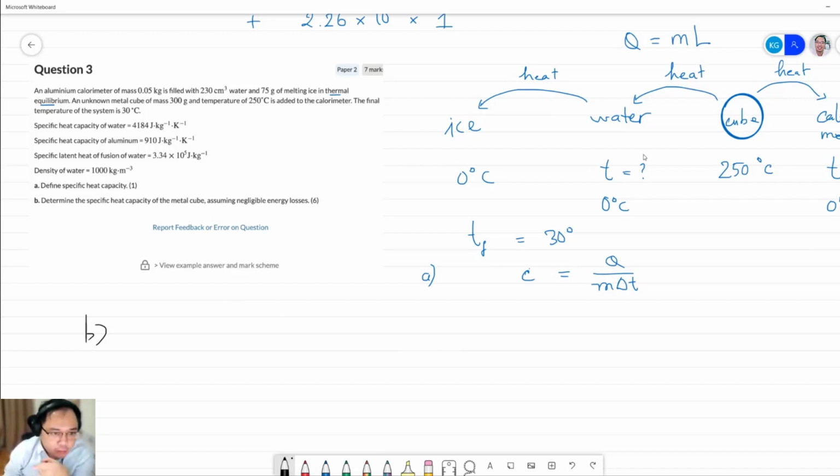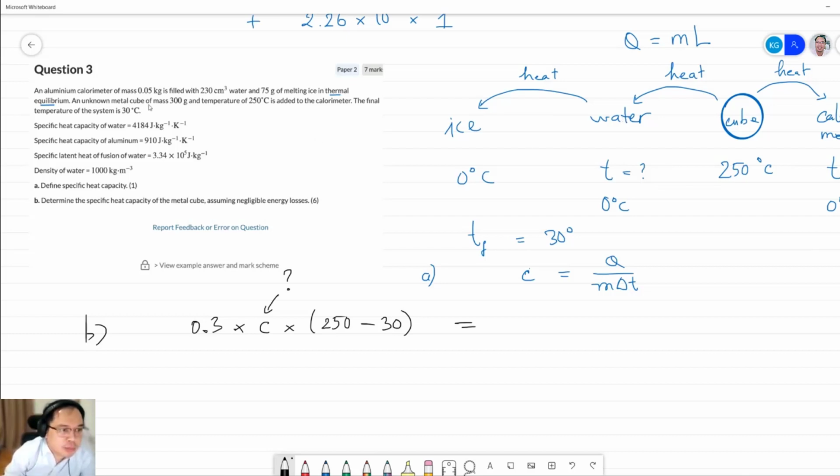The heat lost by the cube: the mass of the cube is 300 grams, which is 0.3 kilogram, multiplied by its specific heat capacity, which is what we need to find. Multiply by the change in temperature. Final temperature is 30, initial temperature is 250. Okay, this is the heat lost by the cube. It will be equal to the heat gained by three things.